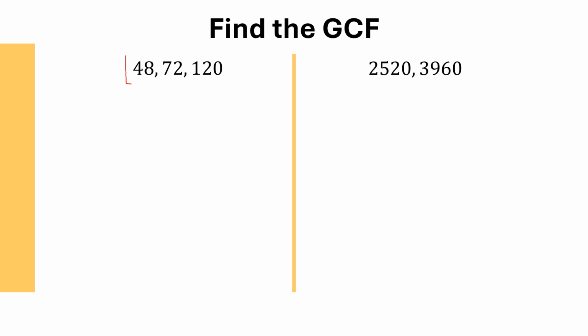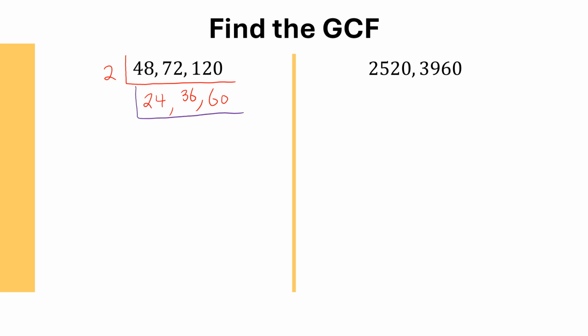So as you can see, these three numbers are all even. So I know that 2 would definitely go in there evenly. So 48 divided by 2 is 24. And then half of 72, we know is 36. And then half of 120 is 60. And then from here, I can break down those three numbers even more.